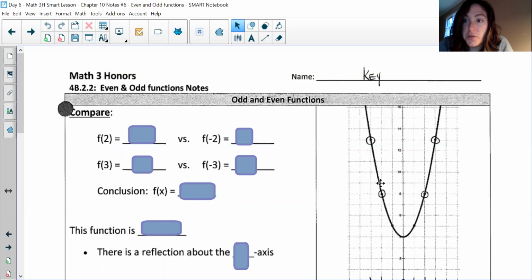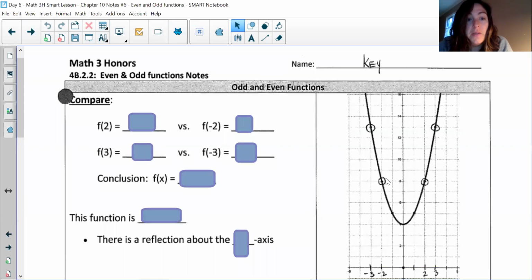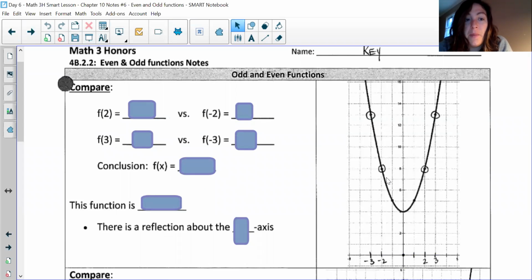So let's just do a little bit of exploring. Let's compare f of 2 to f of negative 2. So f of 2 looks like it is 8. Oh yeah, that's 2, 4, 6, 8. f of negative 2 appears to be 8 as well. f of 3 appears to be 13. f of negative 3 appears to also be 13.